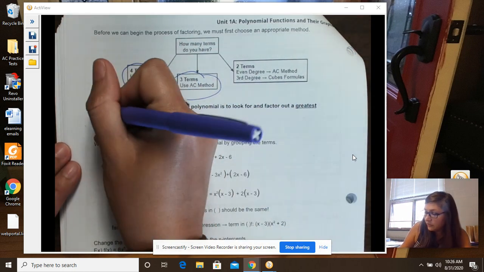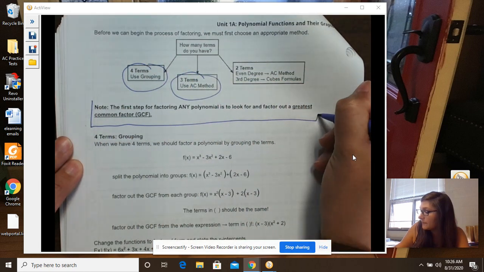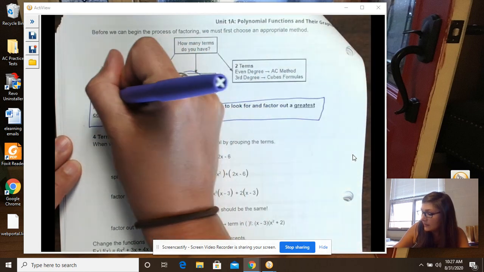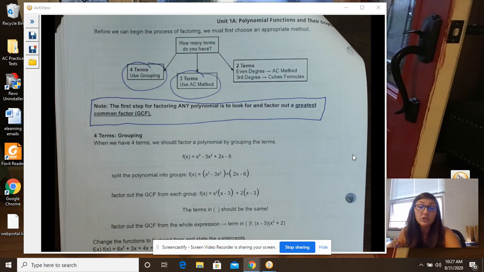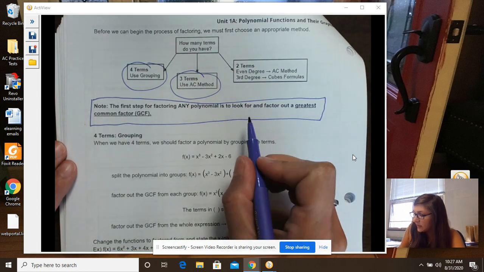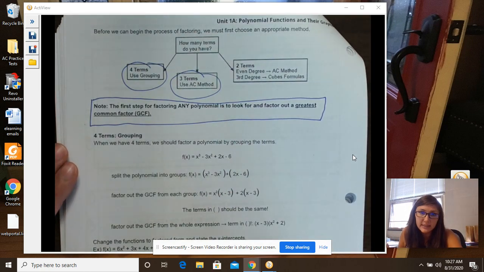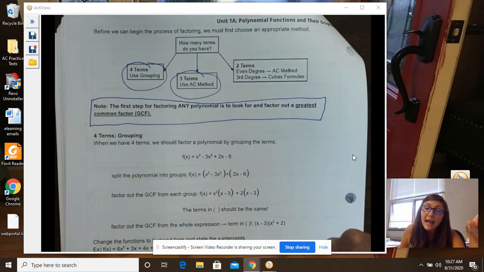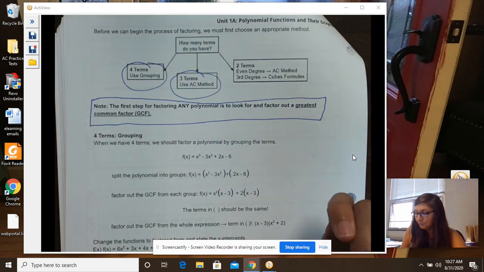Now, one thing I want you to remember is that the first step for factoring anything, no matter how many terms it has, no matter what strategy you're going to use, is to start by factoring out a GCF, a greatest common factor. So if you can divide all of your terms by x or by 2 or by 7, make sure you do that before applying any of the strategies that we look at for today.